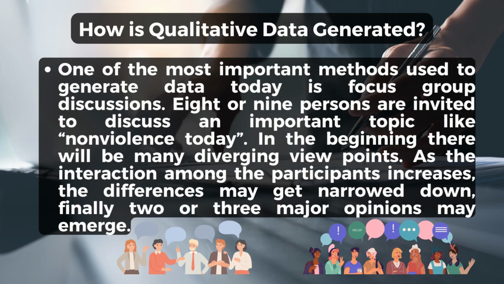One of the most important methods used to generate data today is focus group discussion. 8 or 9 persons are invited to discuss an important topic. For example, a topic like non-violence, the relevance of non-violence in today's age. In the beginning, there will be many diverging viewpoints. As the interaction among the participants increases, the differences may slowly start getting narrowed down. And finally, just 2 or 3 major opinions may emerge.